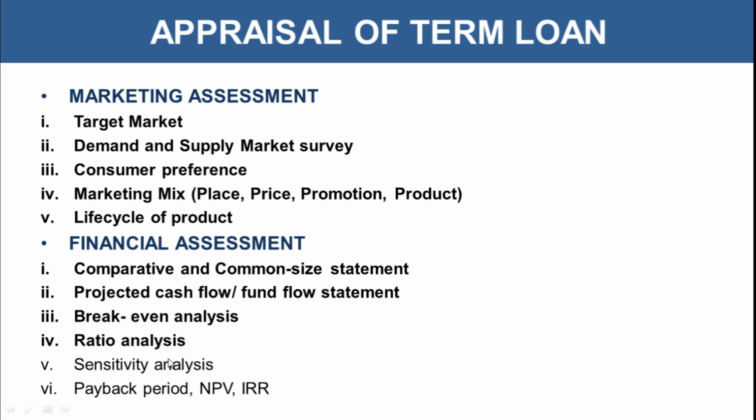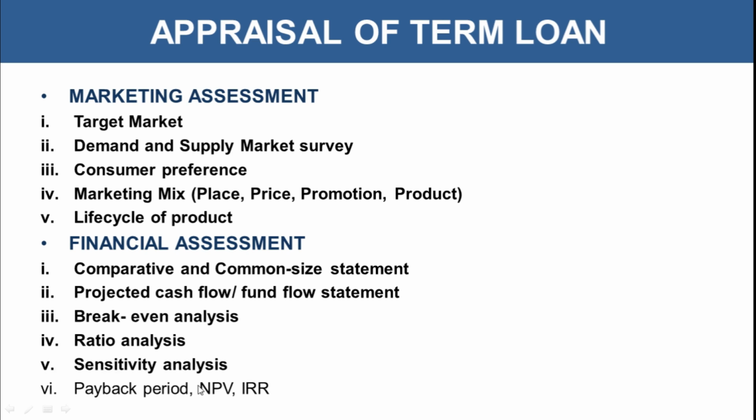Then various ratio analyses, which play an important role. Some of the ratios which matter a lot when it comes to term loans are the debt coverage ratio, interest coverage ratio, and the debt equity ratio, which gives an idea about the capital structure of the company. Interest coverage ratio gives an idea about whether the business would be able to make the interest payment on time or not. The collection period ratio and various other ratios show the liquidity position and the efficiency position of the company.